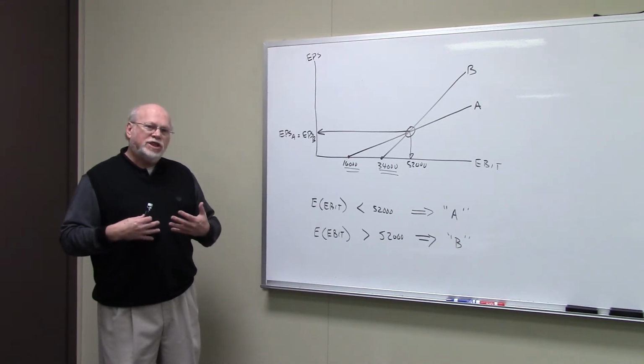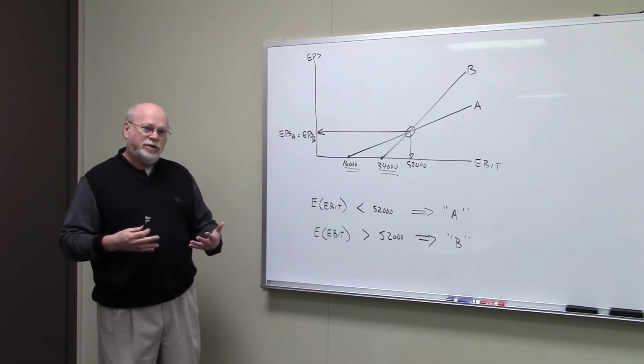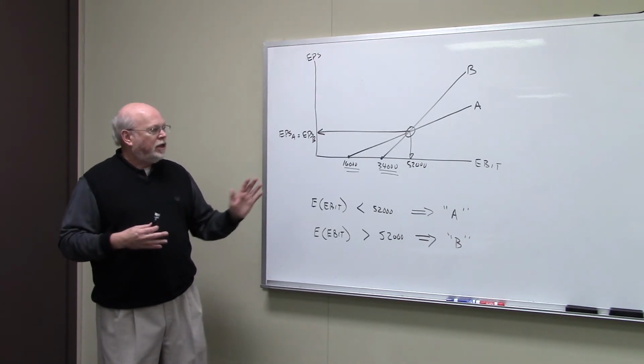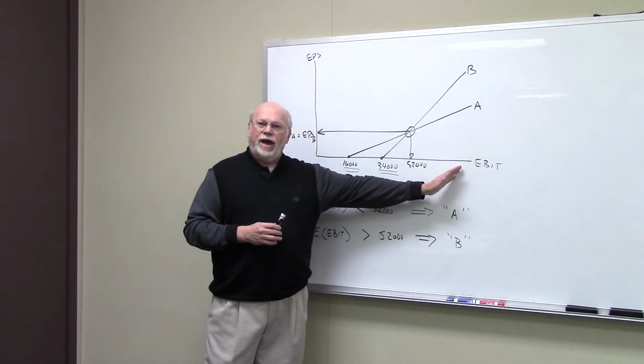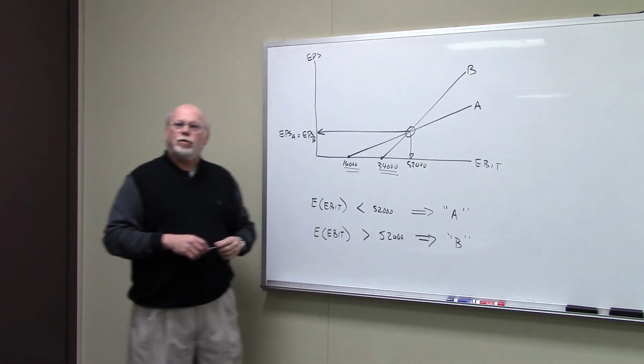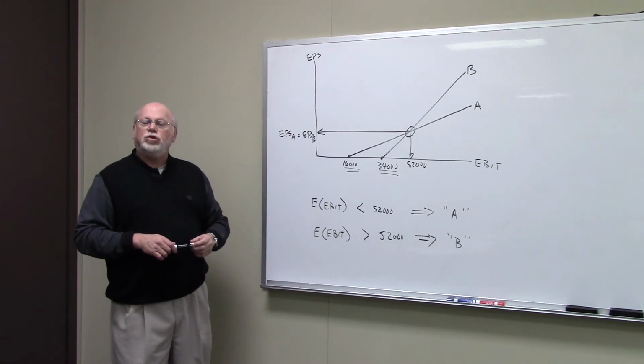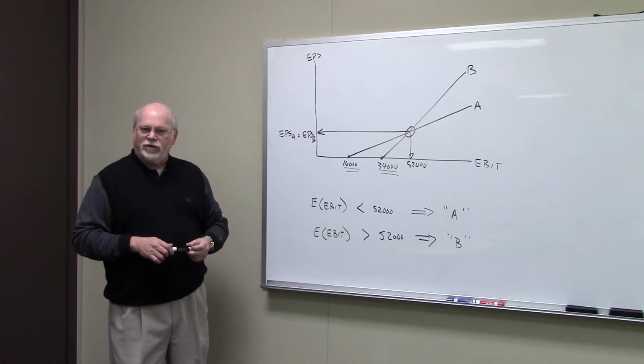In this case, we're told we expect the level of EBIT to be $75,000. If that's the case, we expect it to be out here somewhere, our level of EBIT. We want to go with capital structure B. We use the one that has the most financial leverage.